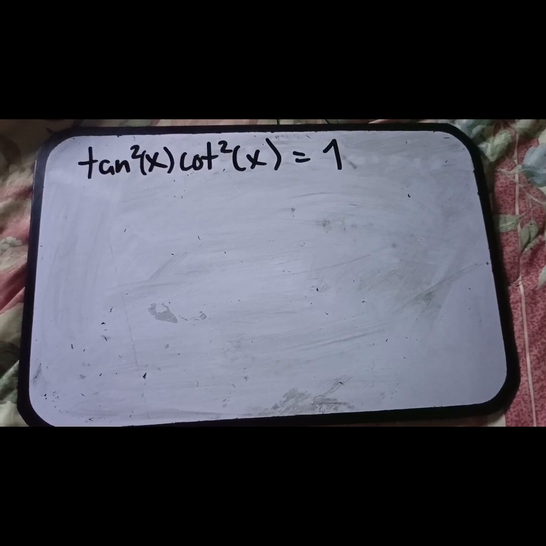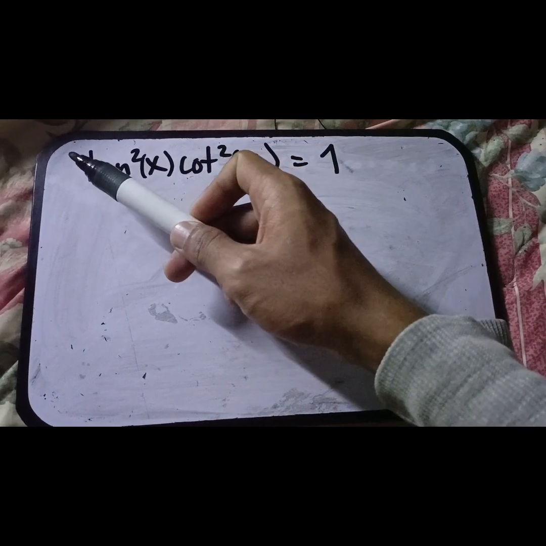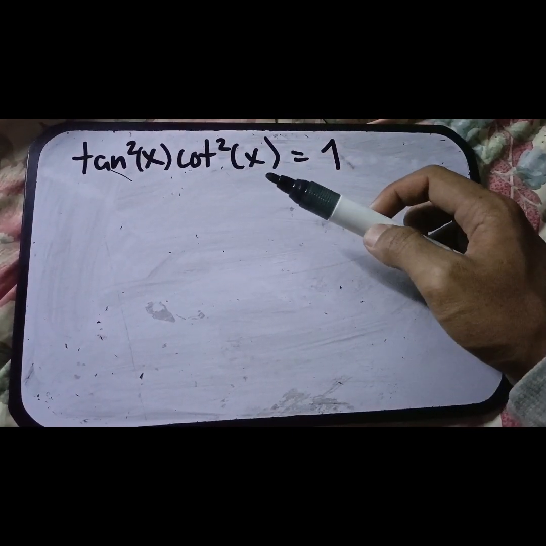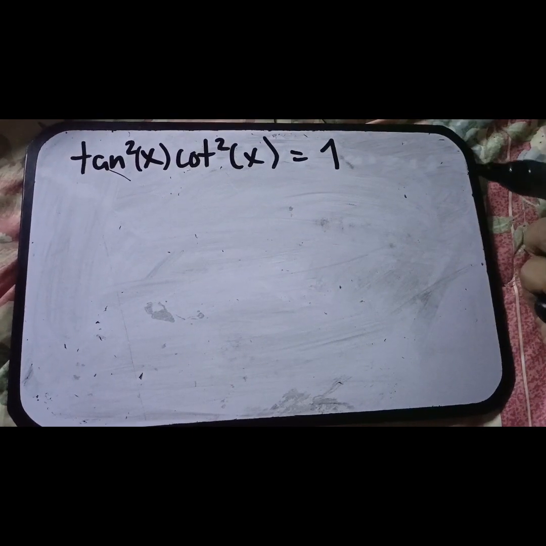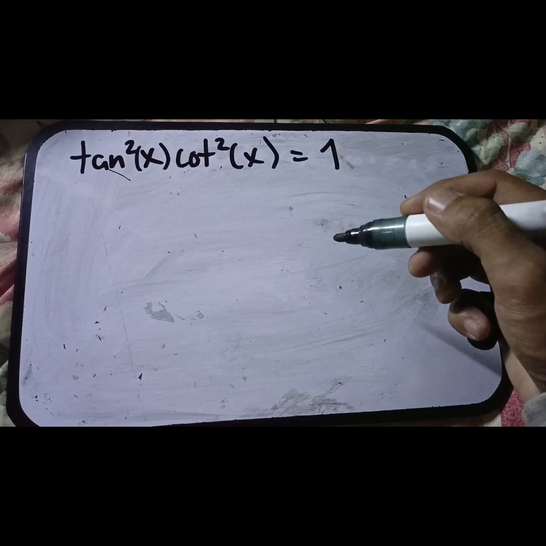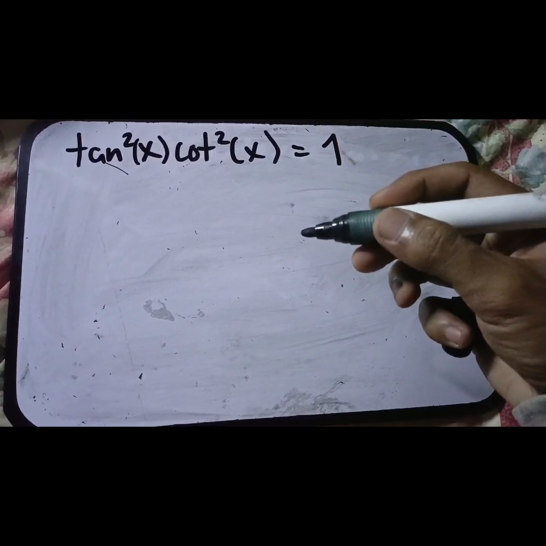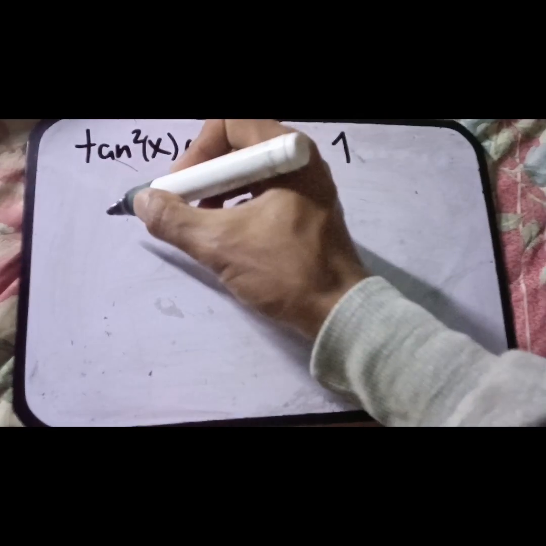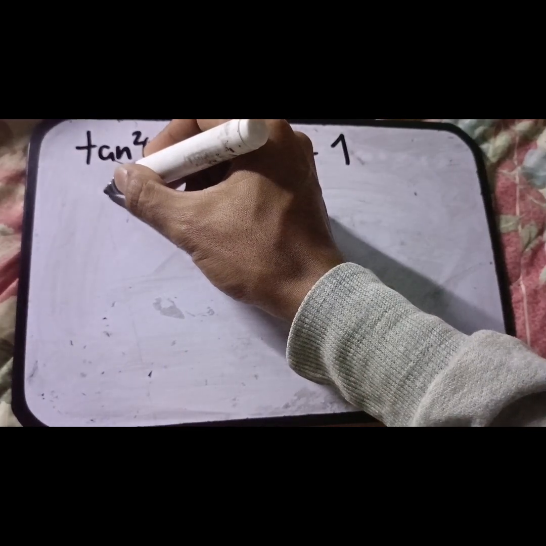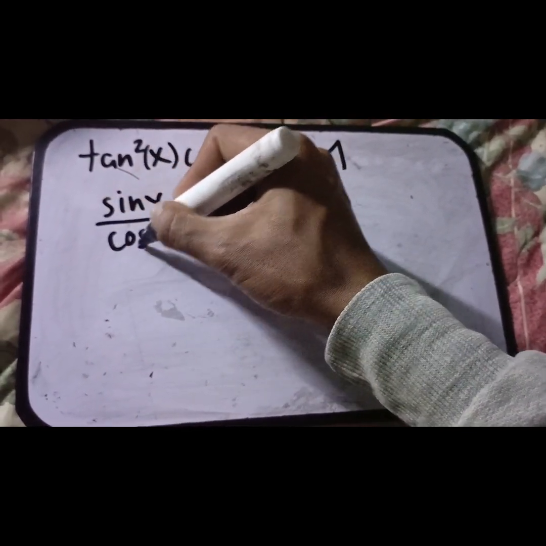So continuing to a different equation. Remember our first step, but let's first read the problem. Tangent squared x multiplied by cotangent squared x is equal to 1. Remember the first step is converting all of them to sine and cosine. Now, tangent squared: tangent is what? Yes, sine over cosine.